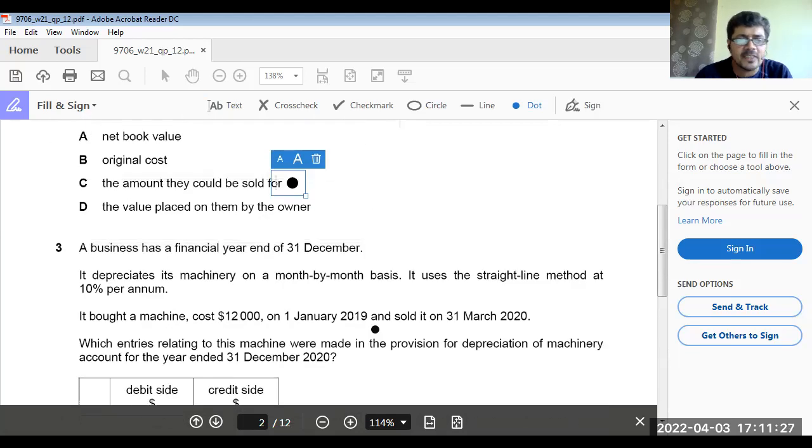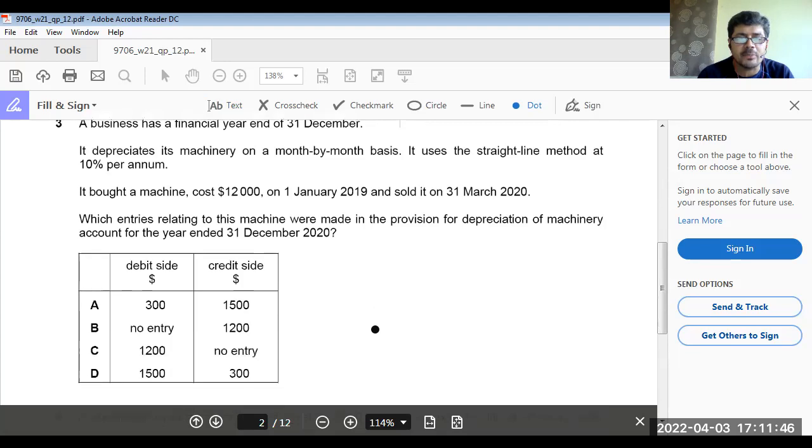A business has financial year end on 31st December. It depreciates its machinery on month-to-month basis using straight line method at 10% per annum. It bought a machine costing $12,000 on 1st January 2019 and sold it on 31st March 2020. Which entries related to this machine were made in the provision for depreciation of machinery account for the year ended 31st December 2020?